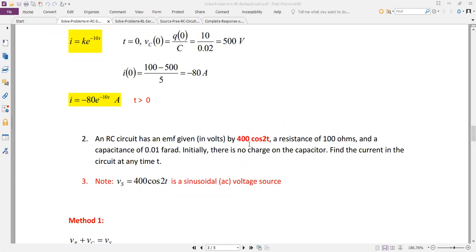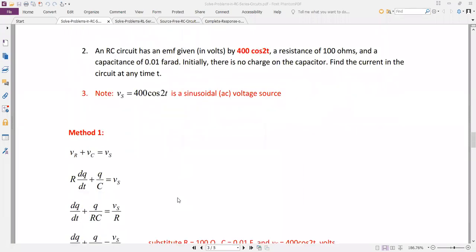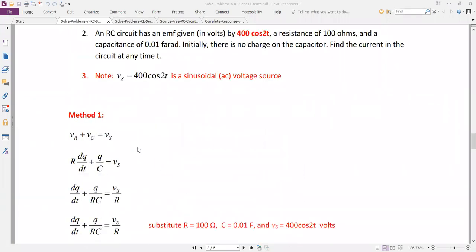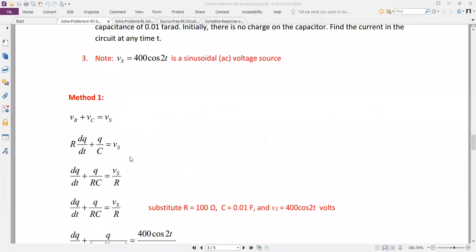So you have 400 cosine 2t, resistance of 100, and a capacitance of 0.01. Again, we are given the initial charge in the capacitor. The difference of this with sample problem number 1 is that your charge in the capacitor is 0. Now, just like number 1, you are to find the current in the circuit at any time t. There's a note here that 400 cosine 2t is a sinusoidal AC voltage source. I have mentioned that already. Again, KVL will give you this. Then you will have this equation. Then you will have this. I have already shown to you a while ago.